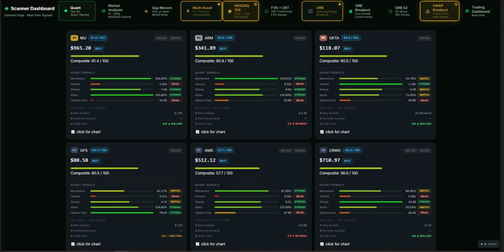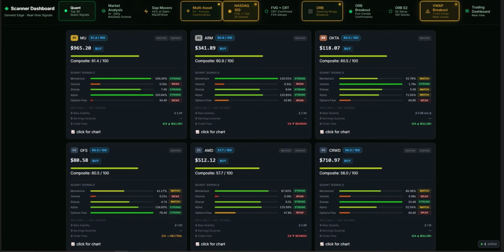Now, let's get into the signals. There are 4 signals that actually contribute to the composite score. Momentum at 35%, the biggest weight, Sharpe at 30%, volume at 20%, alpha versus SPX at 15%. Let me explain each one. Signal 1, momentum, 35% of the score.